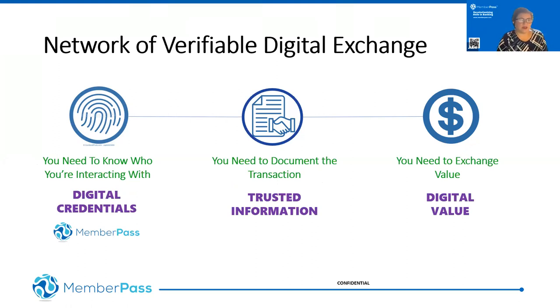So in the area of understanding who you're interacting with, this is where MemberPass falls, in the digital credential area. In terms of needing to document that transaction, we're looking at trusted information in terms of that exchange. What does that information look like? How can we leverage smart contracts in this perspective? And then of course, digital value, that could be anything. It could be financial. It could be the exchange of loyalty rewards and points. It could be settlement. It could be a lot of different things.